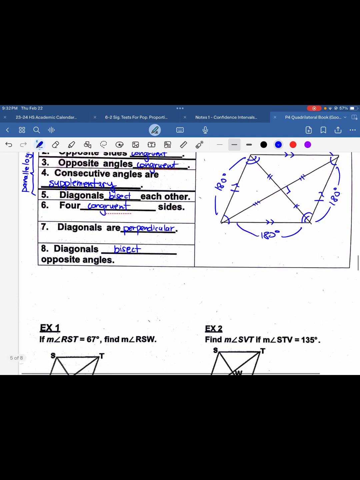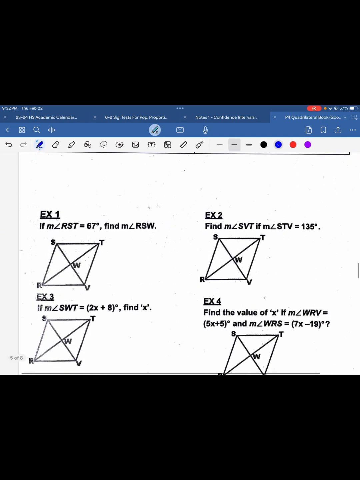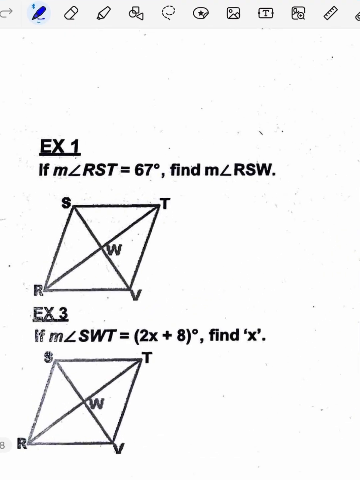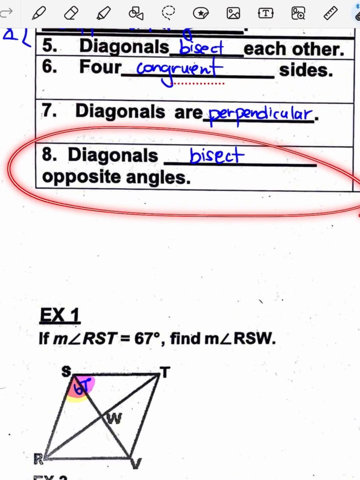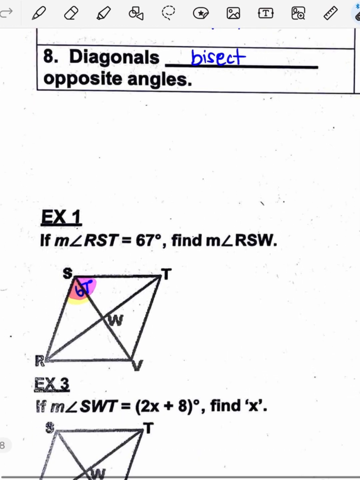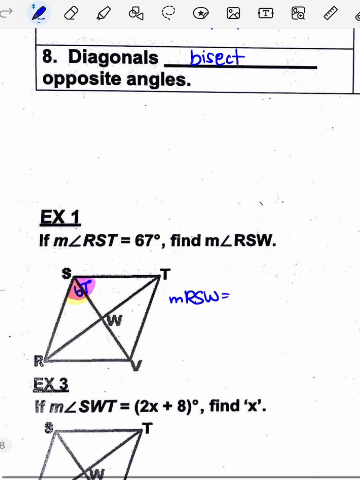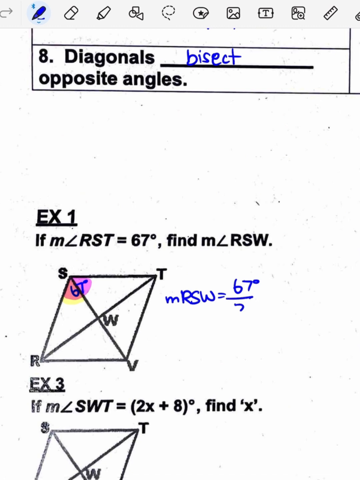So moving right along to our first exercise. If measure of RST, this whole thing right here, is 67, they want us to find the measure of RSW. Okay, so for that one, we are going to use this property right here, that diagonals bisect opposite angles. So the measure of RSW is the measure of RST, which was 67, divided in half.